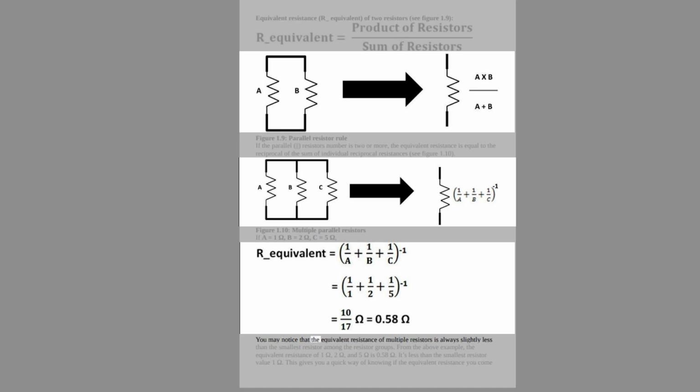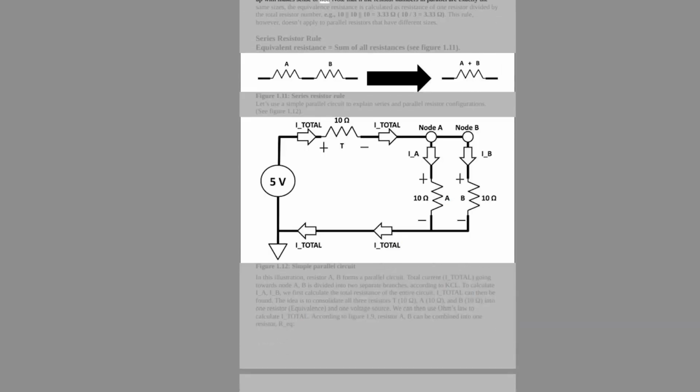You may notice that the equivalent resistance of multiple resistors is always less than the smallest resistor among the resistor group. From the above example, the equivalent resistance of 1 ohm, 2 ohms, and 5 ohms is 0.58 ohms. It's less than the smallest resistor value, 1 ohm. This gives you a quick way of knowing if the equivalent resistance you come up with makes sense or not.